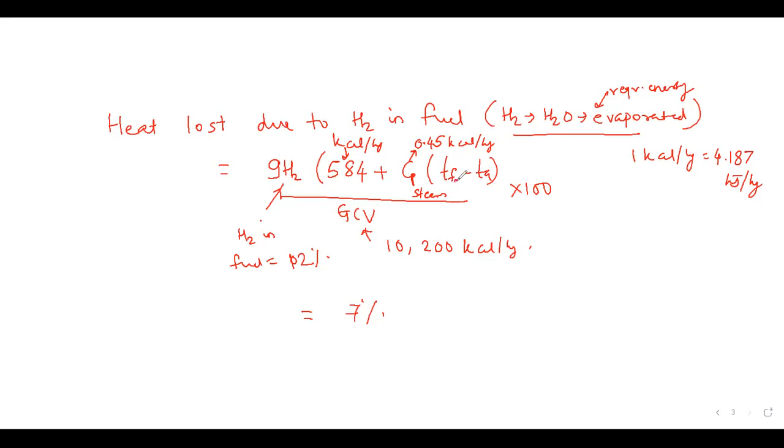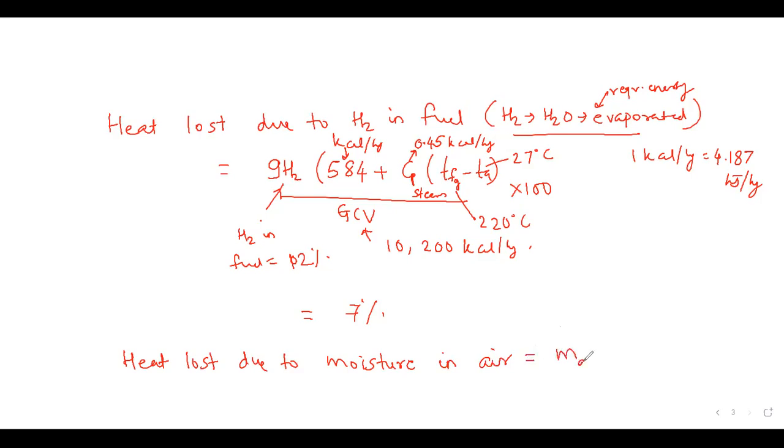This is the temperature of the flue gases, which was given to be 220, and this is 27. You already have these values. Similarly, if you want to find the heat loss because of moisture, there is no moisture in the oil, so we will not consider moisture in the fuel, but there is moisture in the air which is being supplied to the boiler.